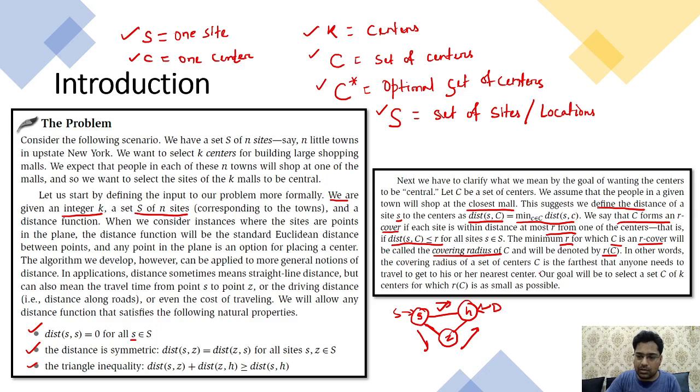Our goal, basically, what is our goal? Here it is written. Our goal will be to select a set of K centers, like I told you, K is the number of centers, with RC as small as possible, meaning the radius should be the smallest one. Whenever we select the centers, the nearby locations should have less distance. This is our target. Once we know the target, we can understand this better. I hope it is clear.